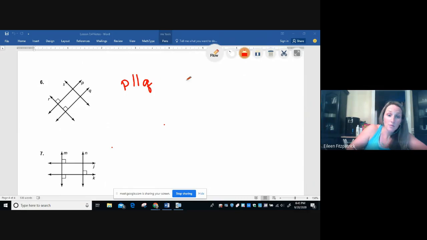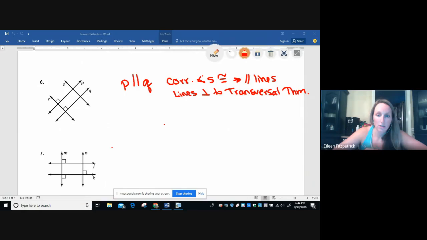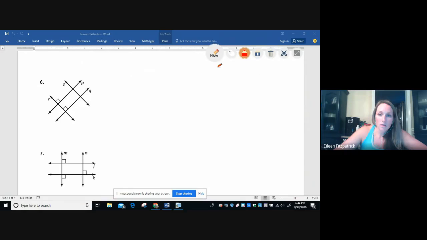Oh, so if I was proving that they were parallel, I would say corresponding angles congruent implies parallel lines, and that would be a fine justification. Using the theorems we discussed today, we would say that the lines perpendicular to transversal theorem is the reason that they are parallel to each other. Okay. Let's go on to the next one.